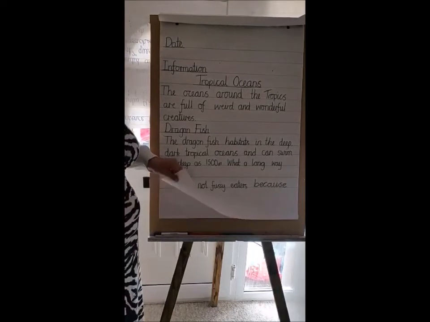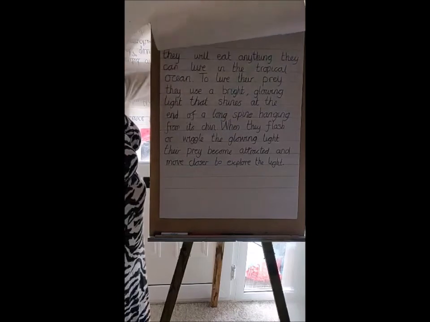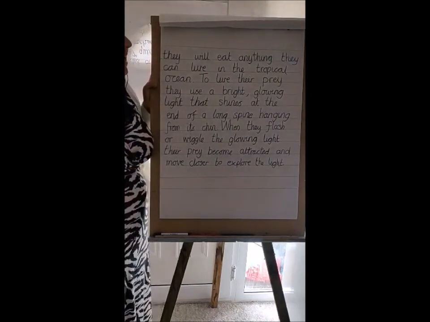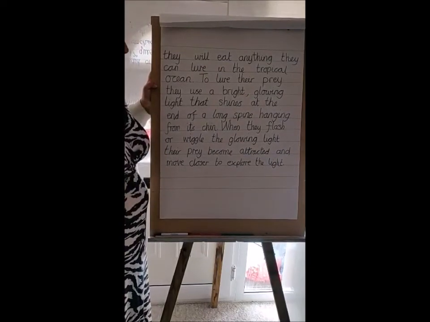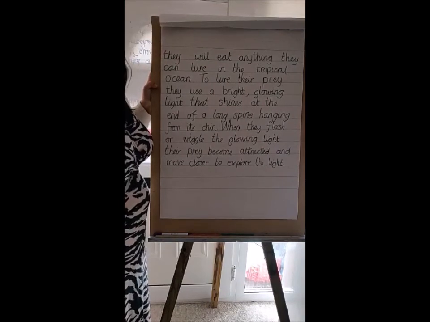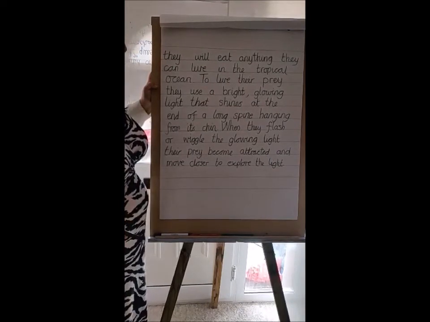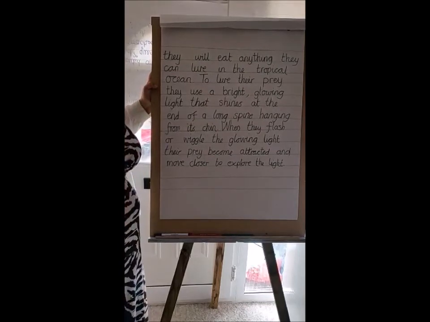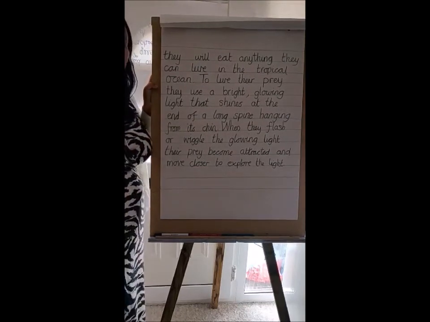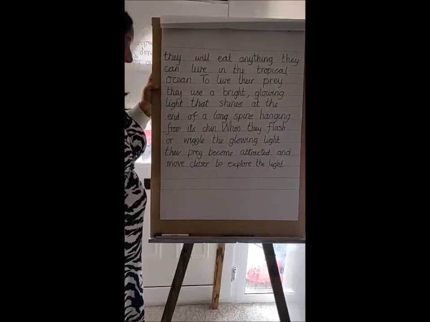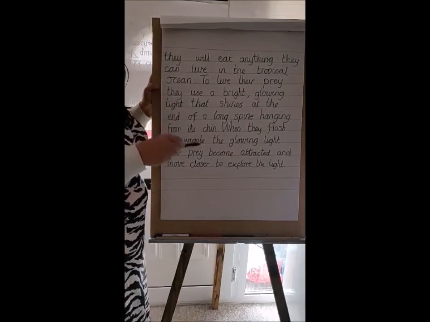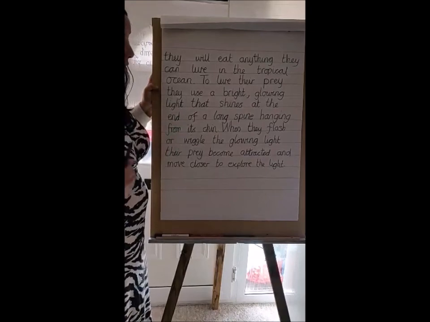They are not fussy eaters because they will eat anything they can lure in the tropical ocean. To lure their prey, they use a bright glowing light that shines at the end of a long spine hanging from its chin. When they flash or wiggle the glowing light, their prey become attracted and move closer to explore the light. So now it's your turn to get writing, to write your information text.